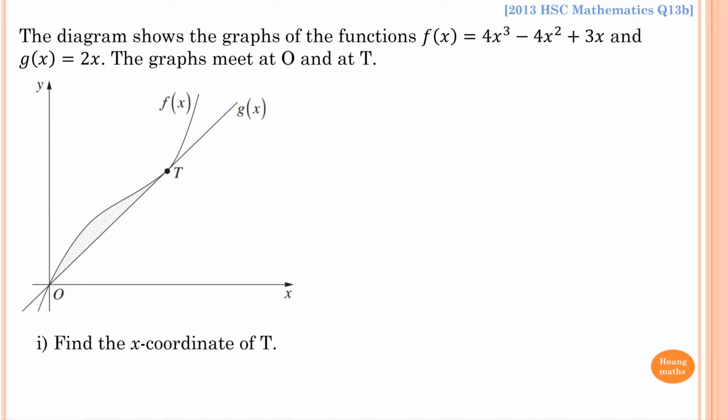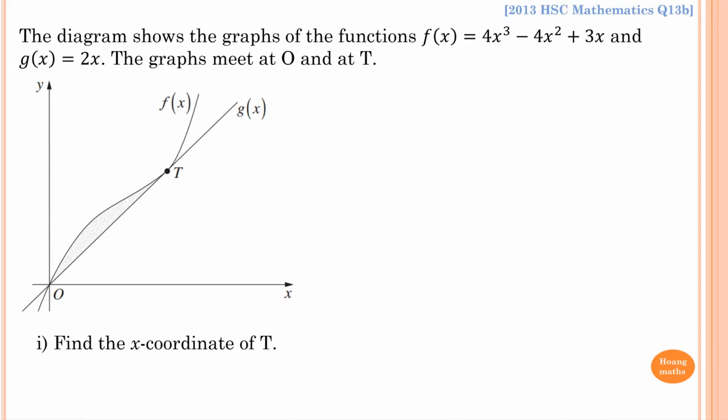The diagram shows the graphs of the functions f(x) equal to 4x^3 minus 4x^2 plus 3x and g(x) equal to 2x. The graphs meet at origin O and at T. Part 1. Find the x coordinate of T.